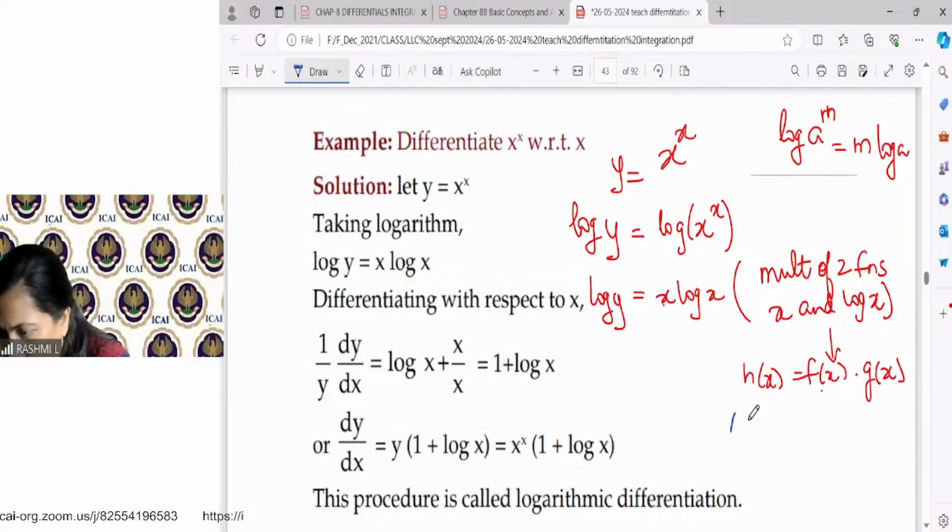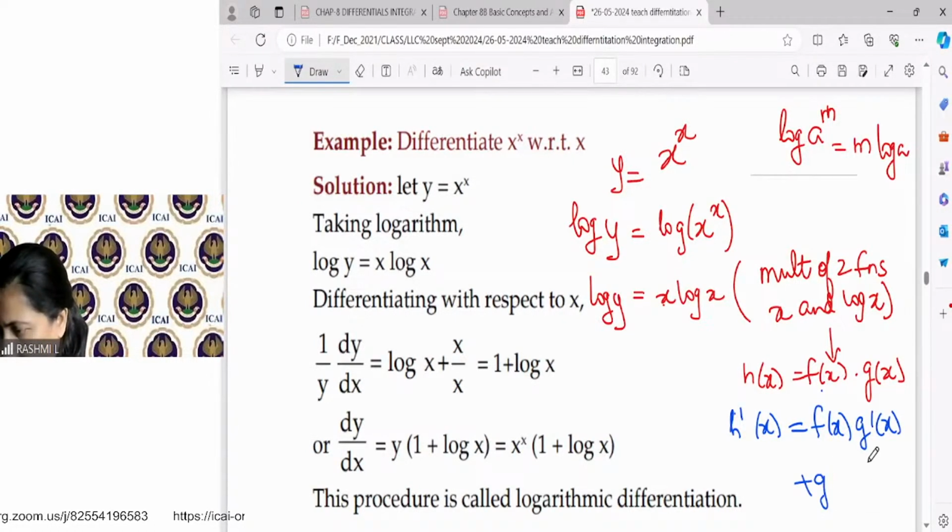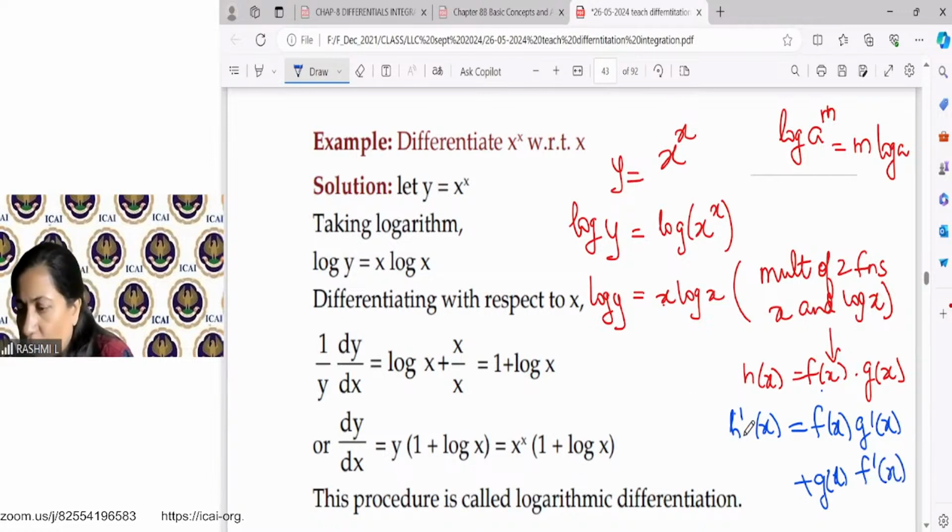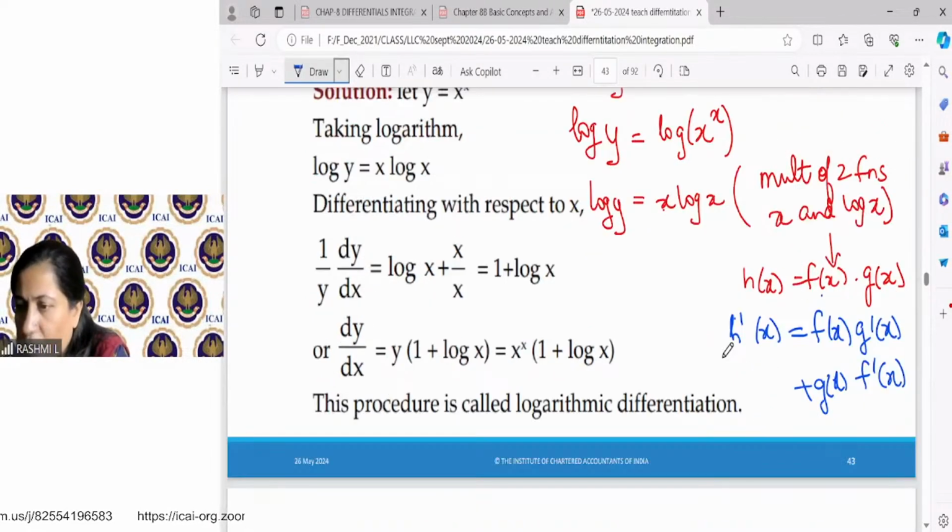So how much is h dash x? It is equal to first function into derivative of second function plus second function into derivative of first function. Okay. So first function into derivative of second plus second function into derivative of first. So when I solve this, how much do I get?